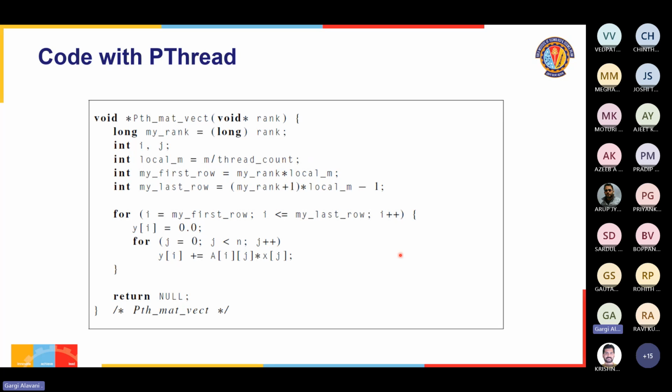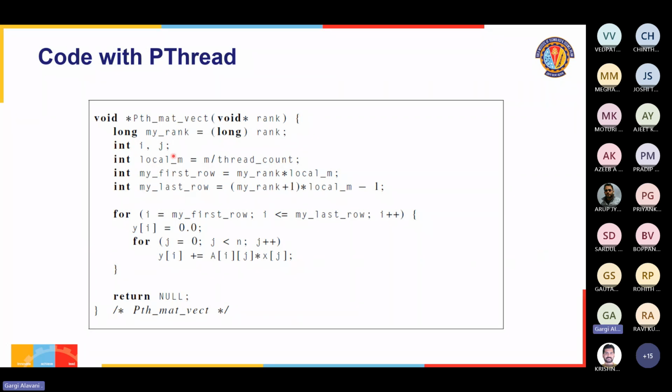So if the previous explanation is not clear, you can look at this code. Here, what are we doing? We first get the rank. We want the main function to supply the rank of threads. Based on the rank, we divide the pie amongst the threads.